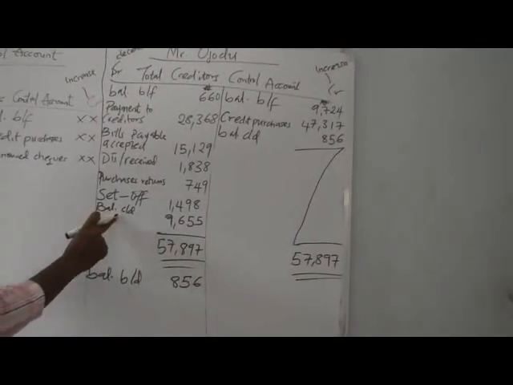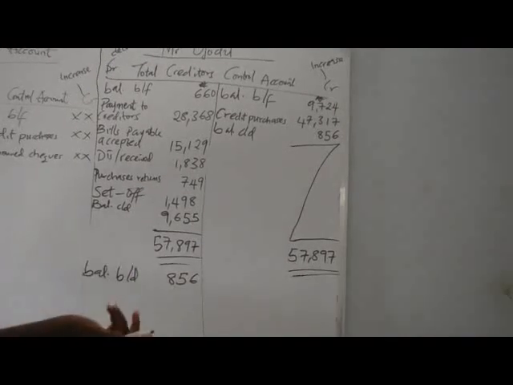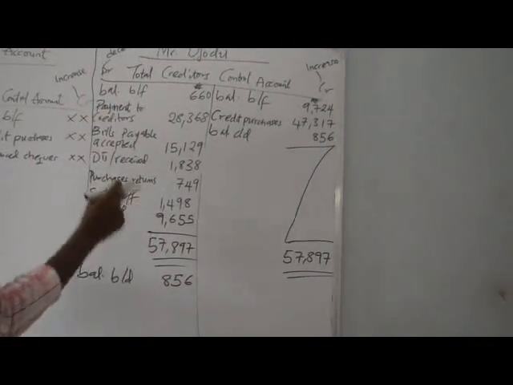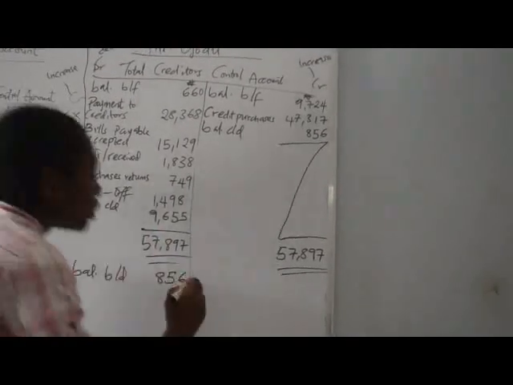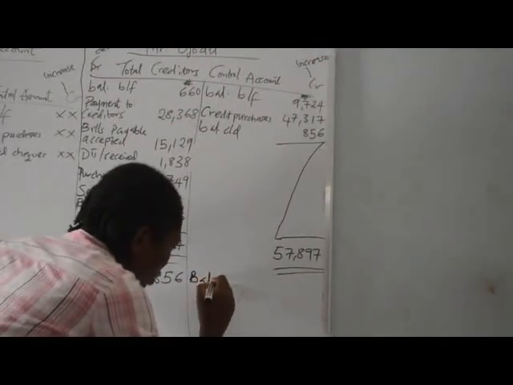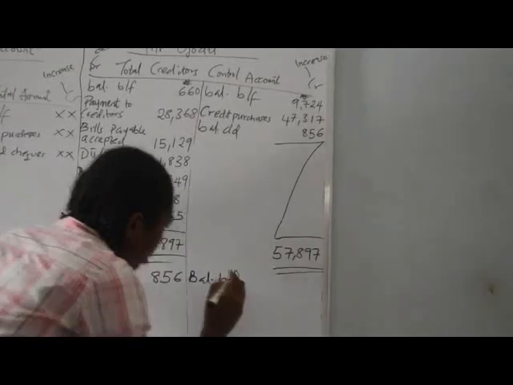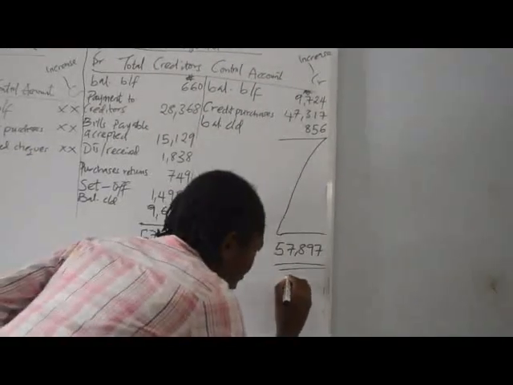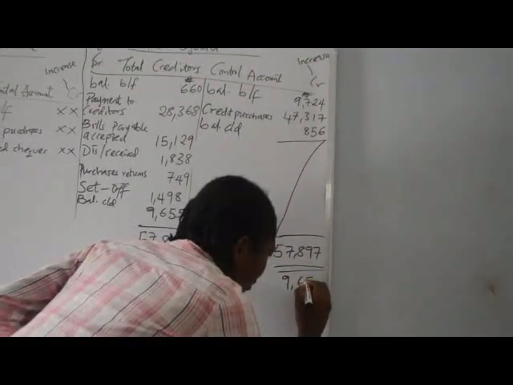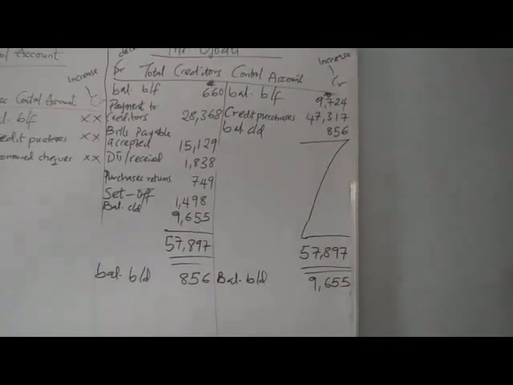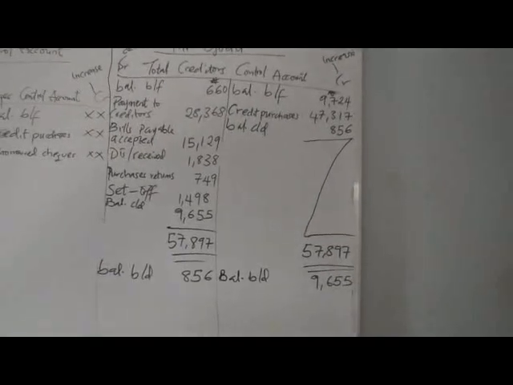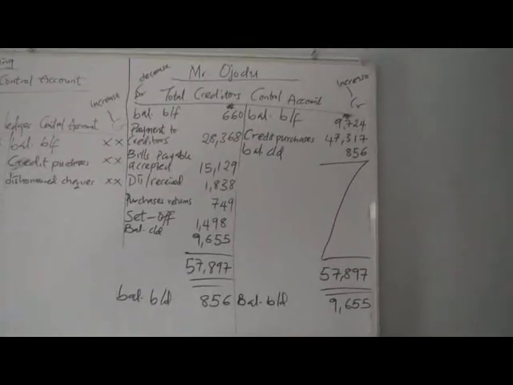Then our own balance brought down from our creditors, we are having a debit carried down. That means our brought down will be on the credit side, okay? So our balance brought down will be 9,655 naira. So with this, we've come to the end of our total creditors control account or our purchases ledger control account.